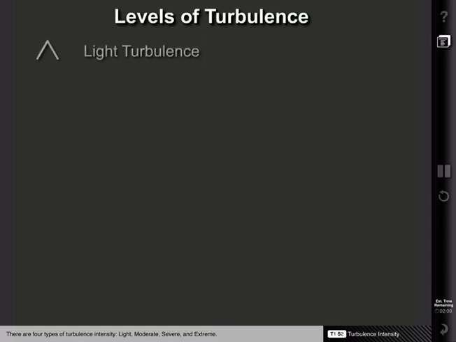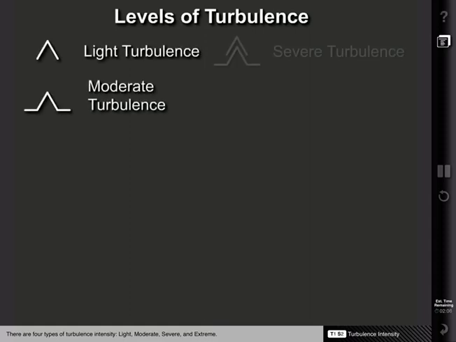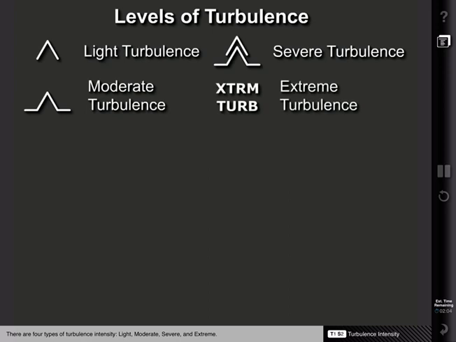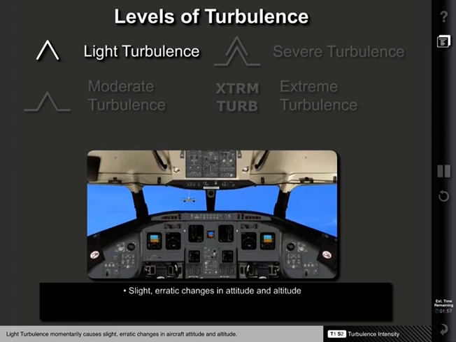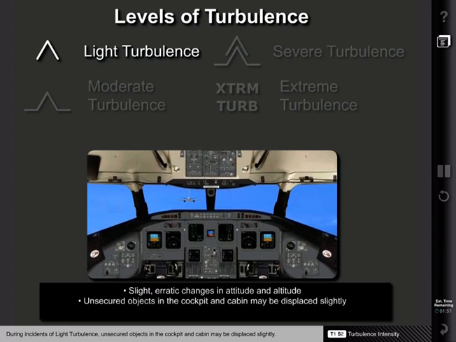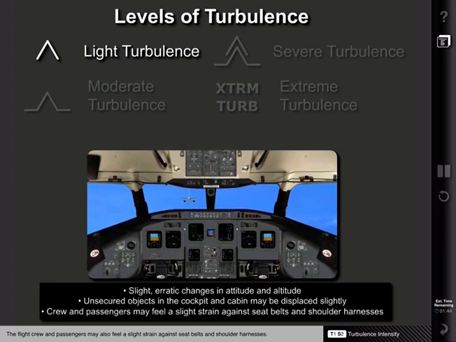There are 4 types of turbulence intensity: light, moderate, severe, and extreme. Light turbulence momentarily causes slight erratic changes in aircraft attitude and altitude. During incidents of light turbulence, unsecured objects in the cockpit and cabin may be displaced slightly. The flight crew and passengers may also feel a slight strain against seatbelts and shoulder harnesses.